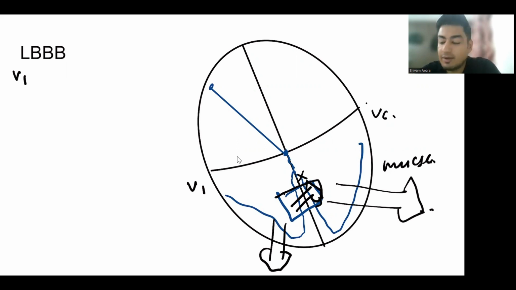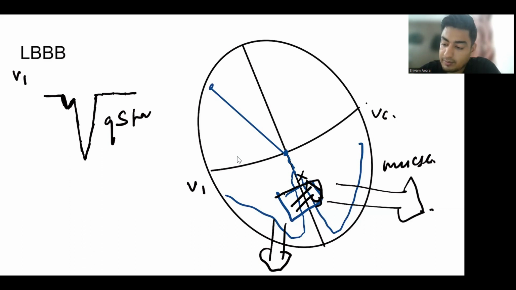So in respect of lead V1, we'll have a negative wave first because of interventricular depolarization. Then we'll have a positive wave because of RV depolarization, and a large negative wave because of LV depolarization, which is occurring through the muscle. So we'll have this QS pattern in lead V1.